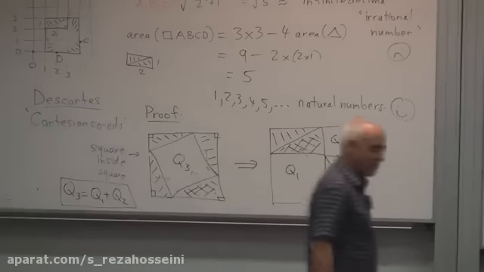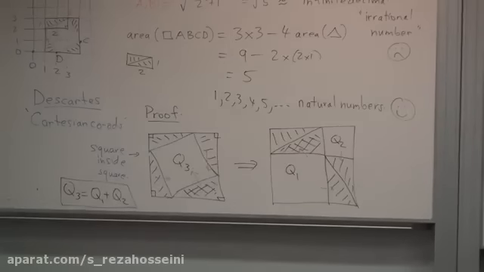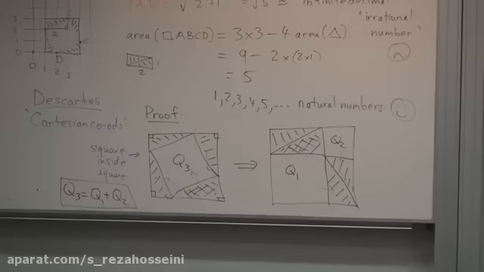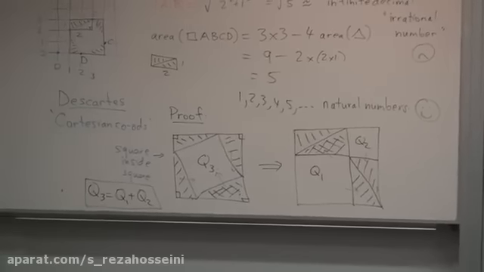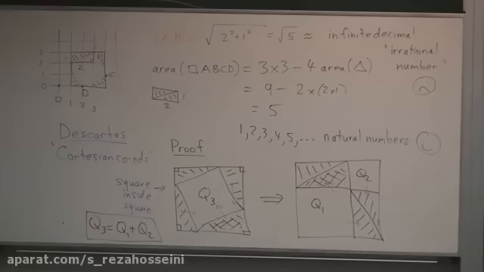There are lots of other proofs over the centuries. People have created all kinds of proofs. There's probably dozens of them. But that's probably one of the most elegant and straightforward.